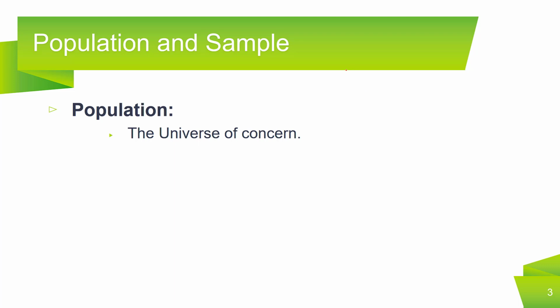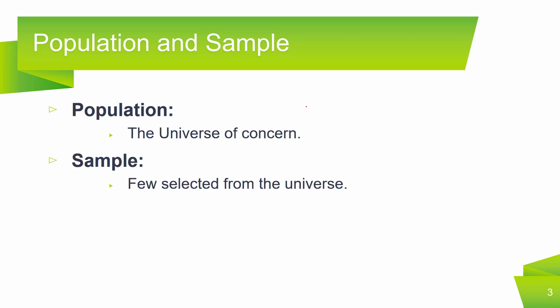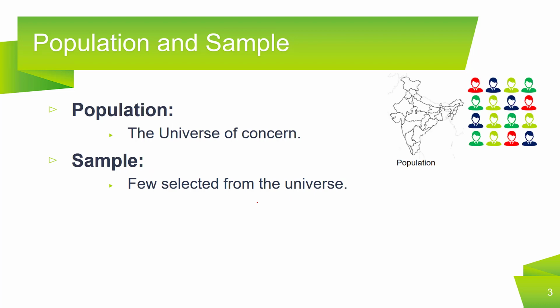So let's, for example, you are interested in making a study on smartphones, then the entire collection of smartphones in the whole world will be the population, right? So those items can also constitute a population. Now, if you select a few from this universe, if you randomly select them, then it is called a sample, right? If you select few items from this population, then it is called sample.